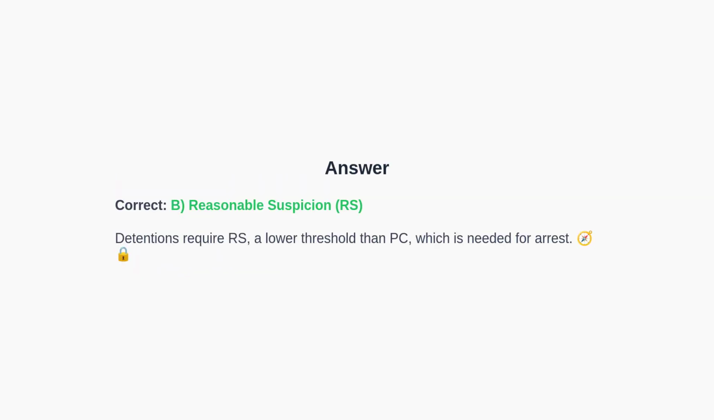The correct answer is B, reasonable suspicion. Temporary detentions require reasonable suspicion, which is a lower threshold than probable cause. Probable cause is required for an arrest, not for a brief investigatory stop.